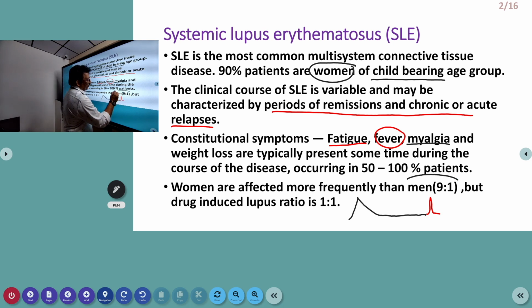So the ratio of men to female will be somewhere around 9:1. 9 female, 1 male. That is the ratio. So this is a classical example for a chronic inflammatory disorder or immune mediated disorder, autoimmune disorder. So this is very common in female patients. Like any other immune mediated disorder, very common in female patients.